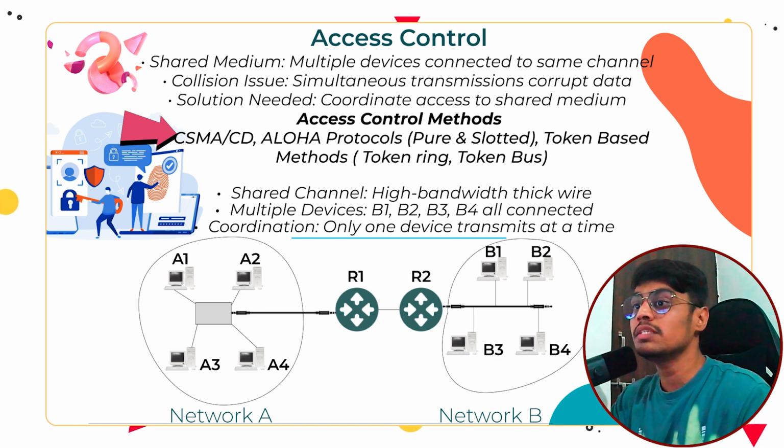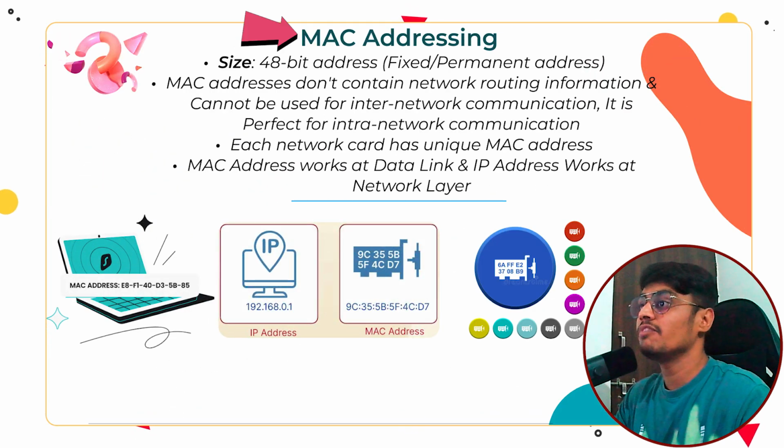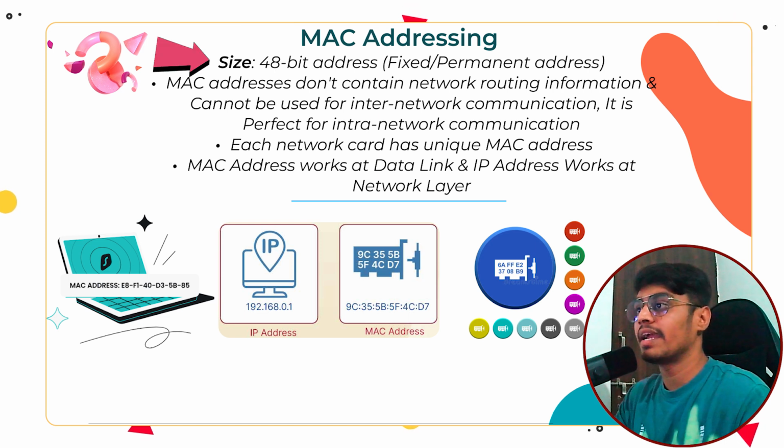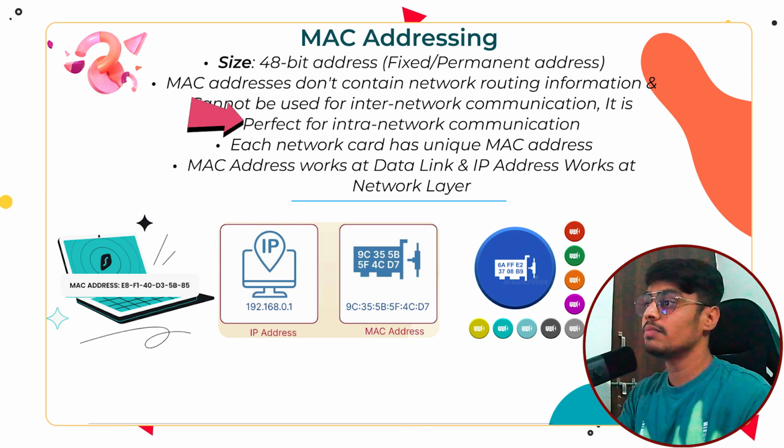So whose job is this? It's the data link layer's job. Now the next responsibility, or we can say functionality, is MAC addressing that we implement in the data link layer. It is the physical address, also called the MAC address. The physical layer address is a 48-bit address. This address is fixed. This address is permanent.